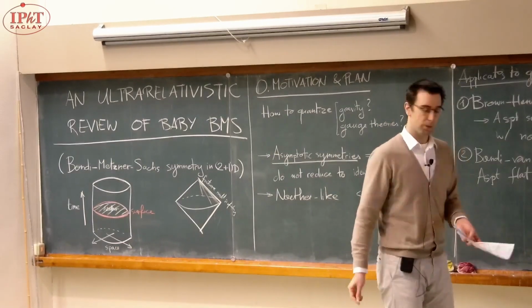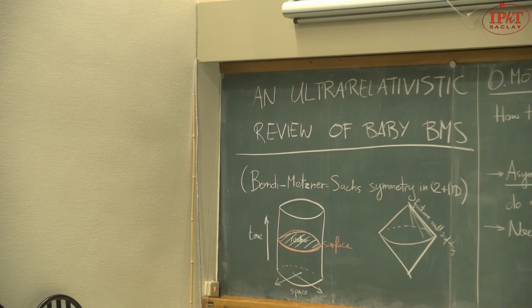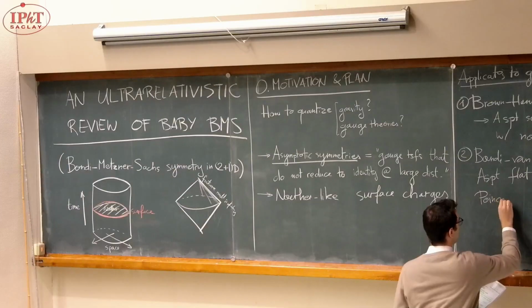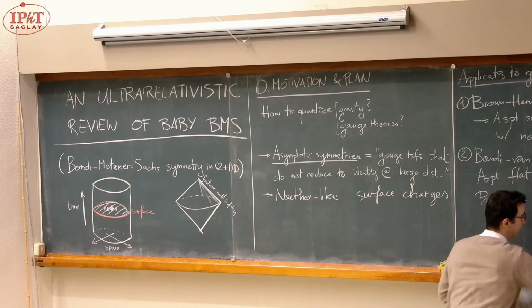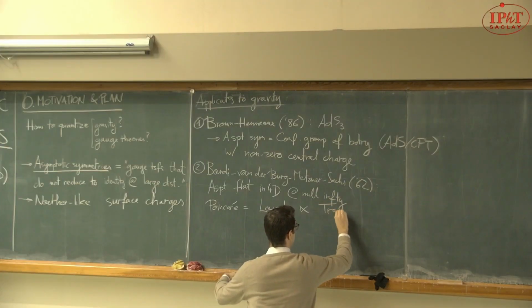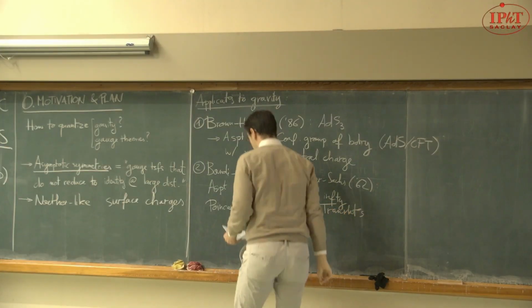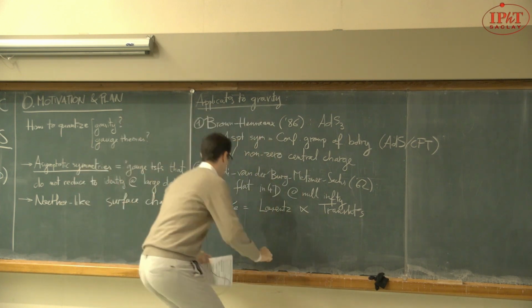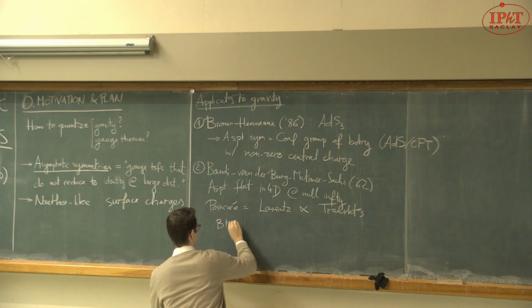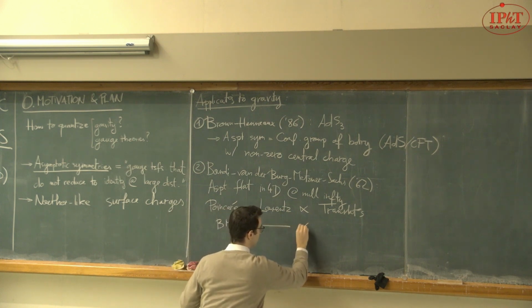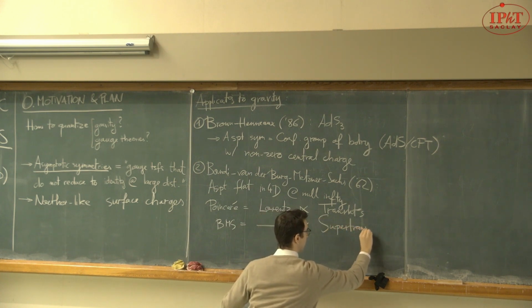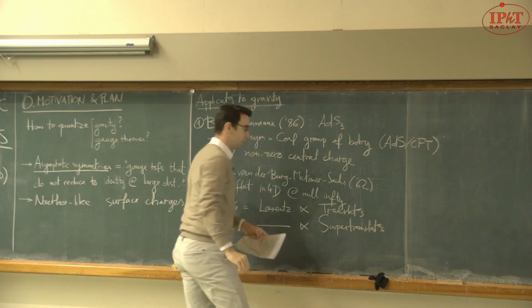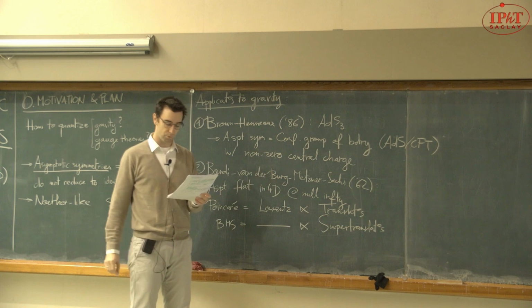which to them was a surprise, because what they were expecting back in the day was to find Poincaré, which, as you know, is a semi-direct product between Lorentz and translations. But to their surprise, what they found was a much larger group, which ended up being called the BMS group, which is a semi-direct product of Lorentz with an infinite dimensional group of what are now called super translations. And these super translations provide an infinite dimensional abelian extension of the usual group of space-time translations.